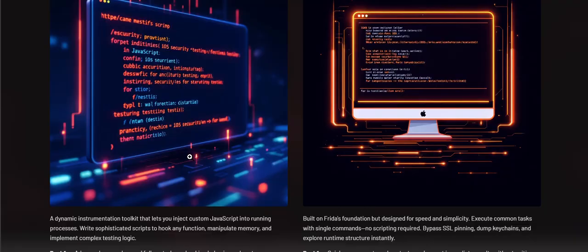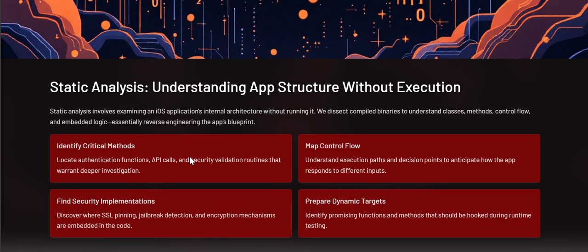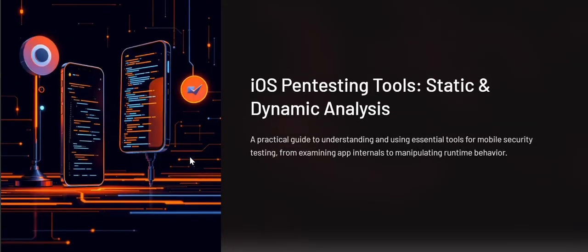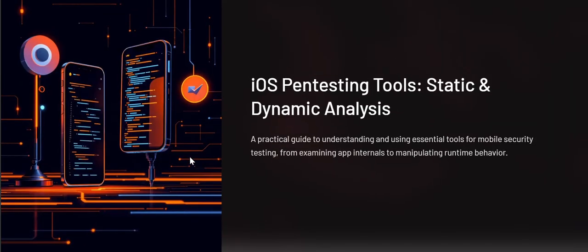So this is the complete topic for today, a quick overview of the main topics. We saw what static analysis and dynamic analysis are and the key tools used for each category. As a quick summary, static tools like class-dump, Hopper, and Ghidra help us understand how the app is built internally. And dynamic tools like Frida and Objection help us see how the app behaves in real time and allow us to test security controls more deeply.